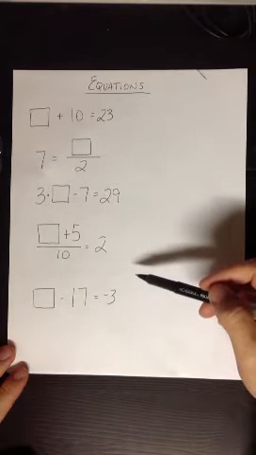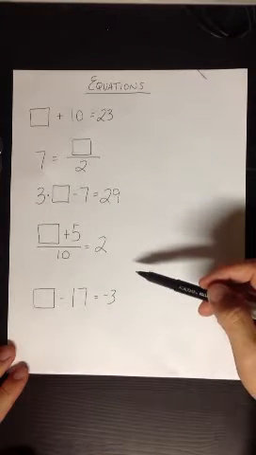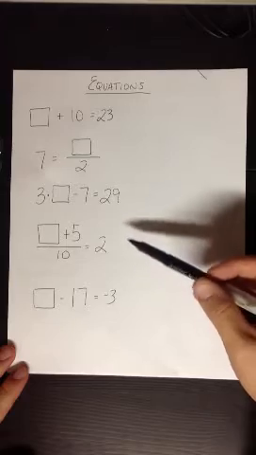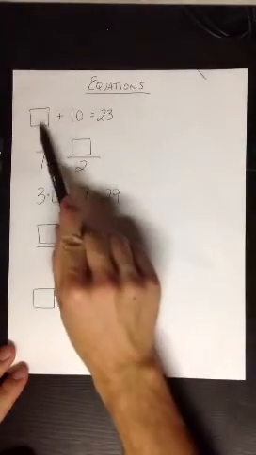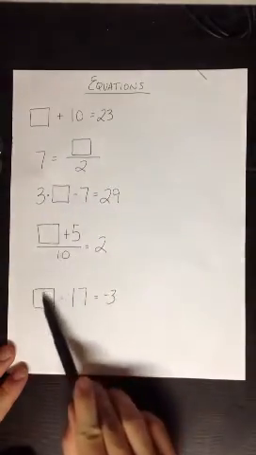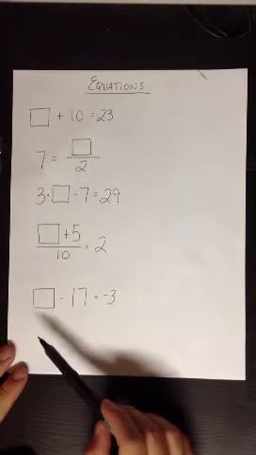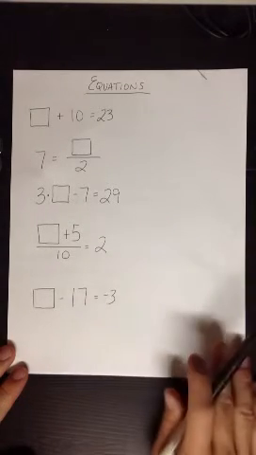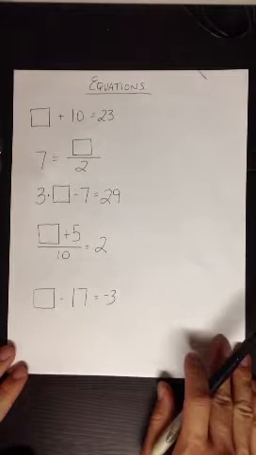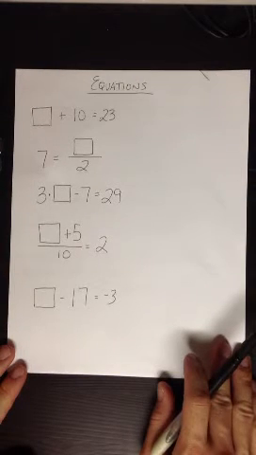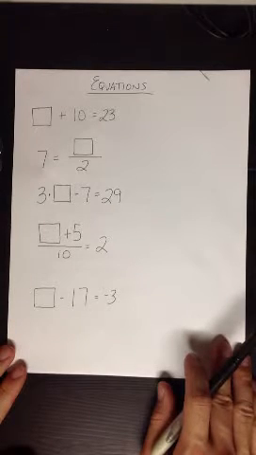What I'd like you to do is take about 2 minutes to see if you can figure out which values, if placed in the boxes here, would make the equation true. So I'd like you to actually stop the video, take 2 or 3 minutes, solve each of the equations, and then once you've finished, come back and we'll go over the answers. So this time, pause the video.